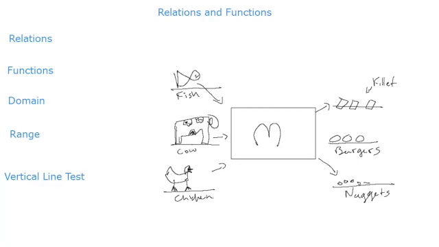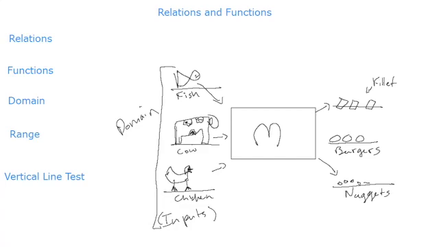All of these things that we're putting in, once again, these are called inputs, okay? So an input might be a cow. Fish could be an input. A Rhode Island red chicken, that could be an input. The list of inputs, we call the domain. Okay, so a set of all of the inputs is called the domain.